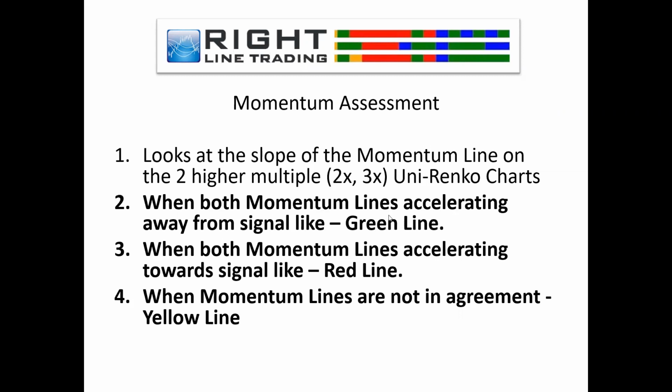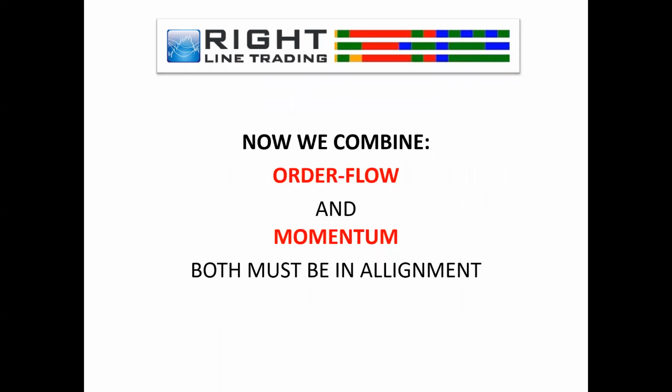Now, when both MACD lines are accelerating away from the signal line, the line is green, because only really large institutional money can create that scenario. When both MACD lines are accelerating towards the signal line, it's red. And when the MACD lines are not in agreement, you get yellow. And now what we're going to do is combine them.